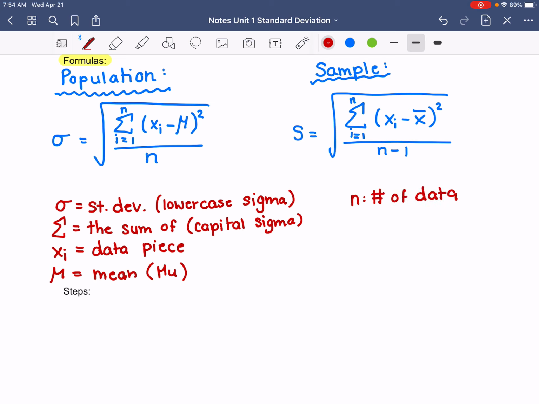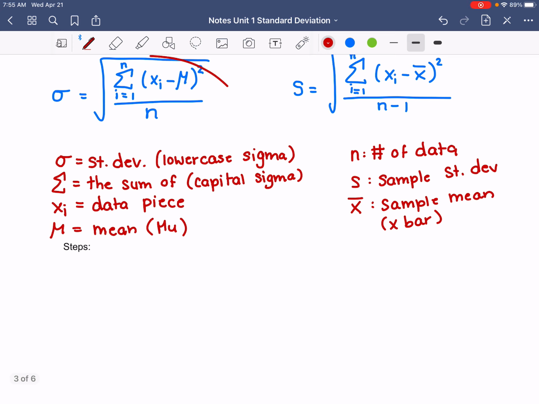So those are all of the pieces for this first one, right? You have sigma, capital letter. This one means the sum of, you take each data piece, subtract the mean, square it, divide that by your number of terms. Over here, the only different ones is it has S, which just means your sample standard deviation. And then you have x bar, which is the sample mean. We say x bar because of the bar on top.